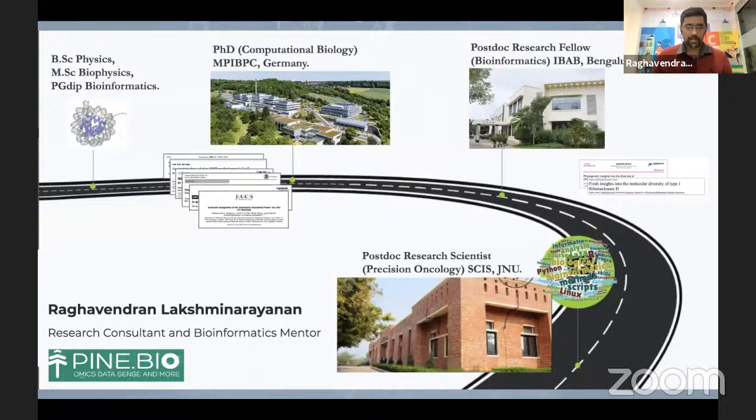At the time when next-gen sequencing technologies were starting to get established in India, I came back to India as a postdoc to the Institute of Bioinformatics and Applied Biotechnology in Bengaluru. The potential of next-gen sequencing and its application to multi-omics data analysis, these two combined, piqued my interest in cancer. You all know cancer is the leading cause of disease death worldwide. So I got naturally inspired and interested to work with cancer biology.